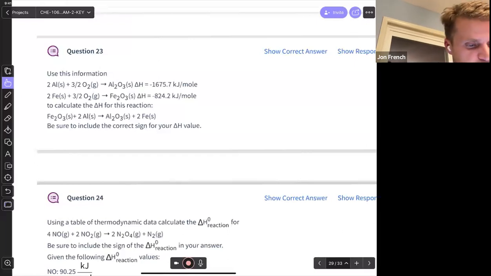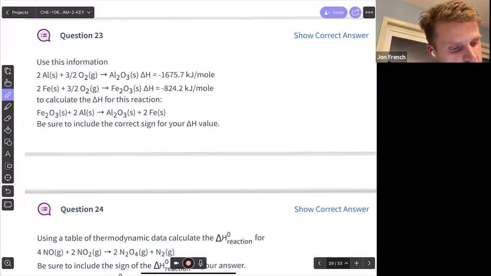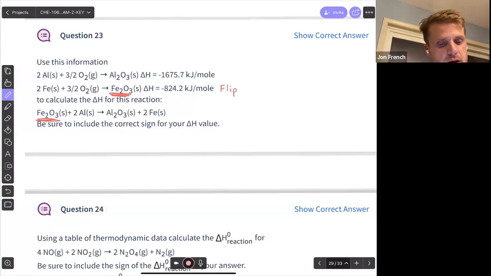All right, 23. Let's see. We're looking for this reaction here. I want the iron 3 oxide on this side, and I want it as a reactant, and here it's in a product, right? So we want to flip this reaction. If I flip that, I get the iron 3 oxide goes to 2 iron and 1.5 oxygen, and the delta H becomes a positive 824.2 kilojoules.